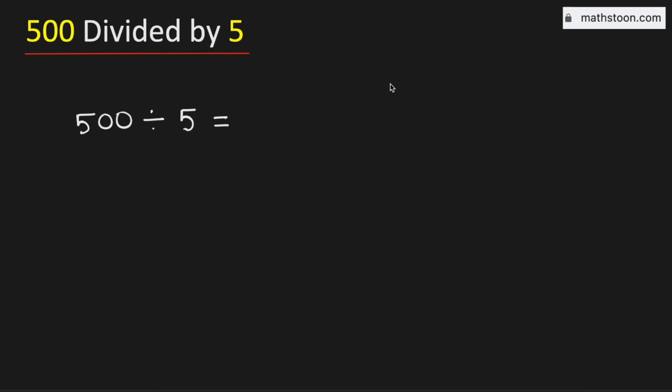In this video, we will learn how to divide the number 500 by 5 using the long division method. Consider the first digit 5. We know that 5 times 1 is 5. Subtract, we get 0. As 0 is less than 5, we will bring down this number 0 here.